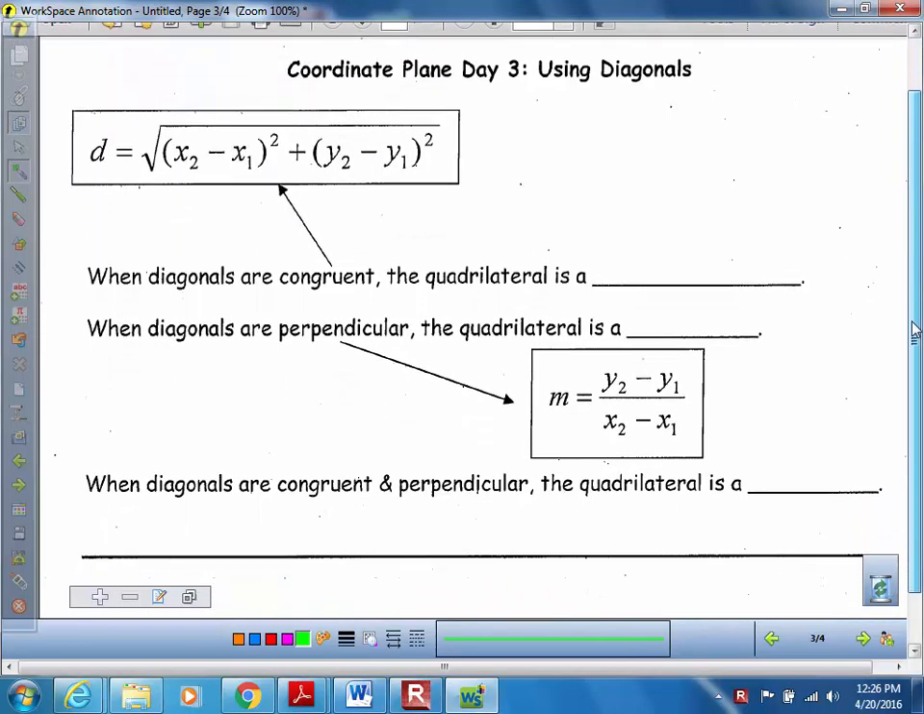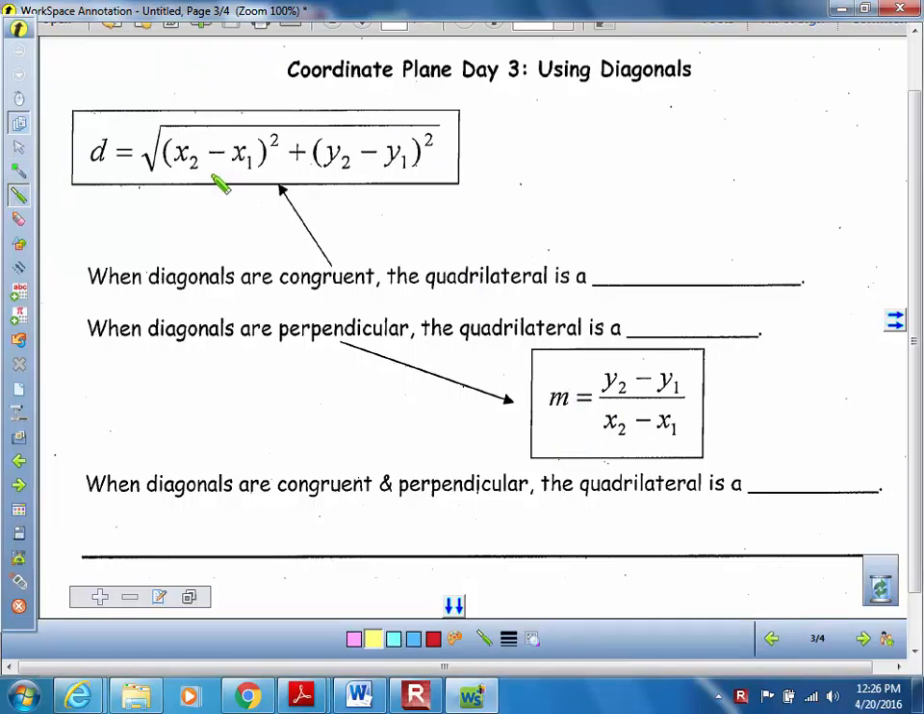Okay, so today's lesson is a combination of everything that we've used so far. We've already talked about the distance formula. We've already talked about the slope. So today specifically, we've been dealing with sides. So we looked at distances of sides, slopes of sides. Today we're only looking at diagonals, okay?